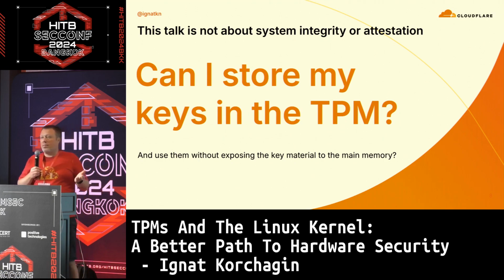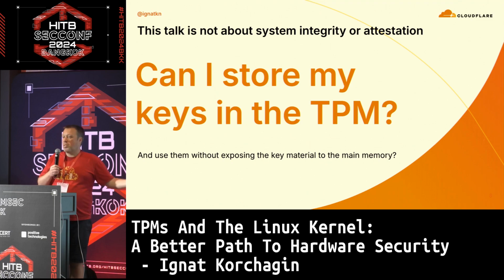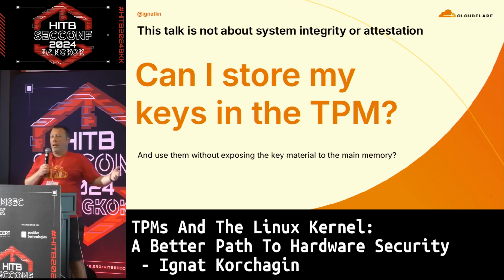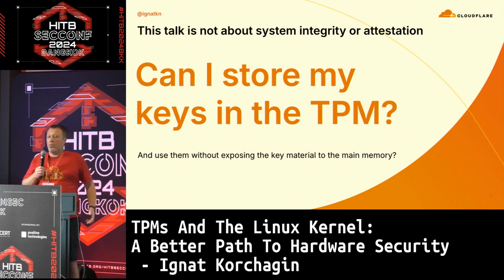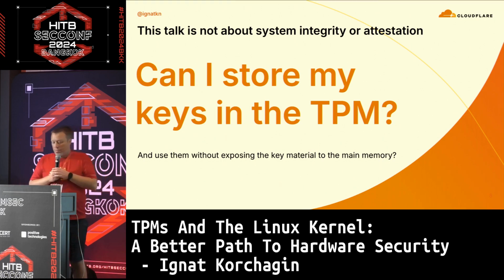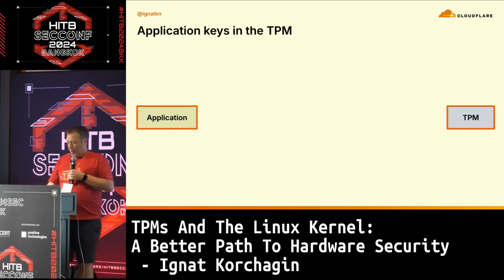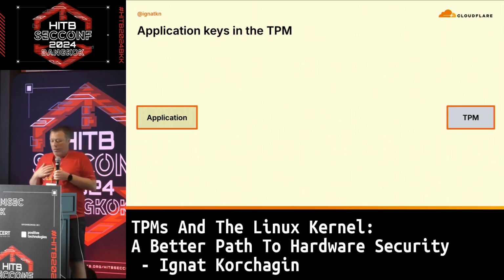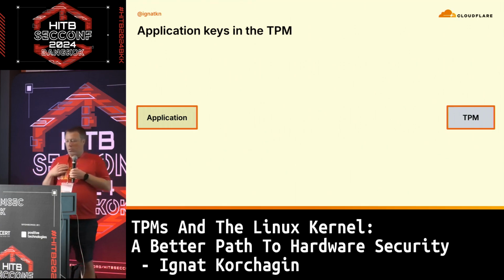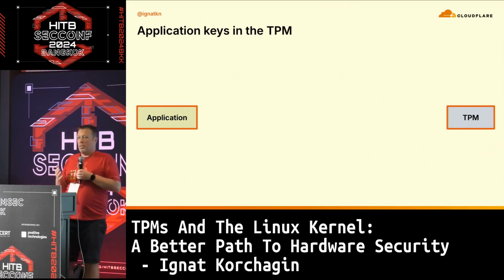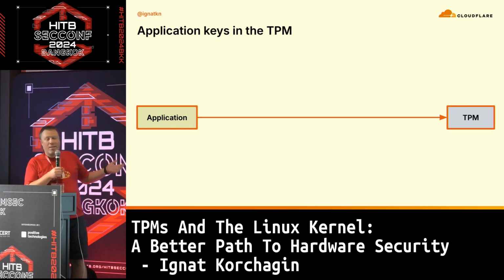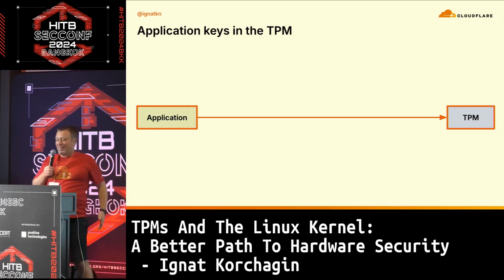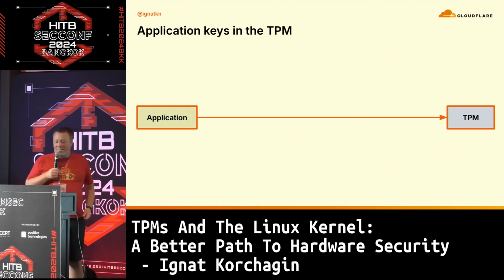Why was the key leaked? Because the key was in the main process memory, right? If you don't have the key in the process, even if your process is buggy or you have an RCE or something like that, nobody can leak your key because it's not there. So, as an application developer, I want to utilize the TPM for better security. If I'm developing an application, I want my application to use this TPM. And is that actually easy?